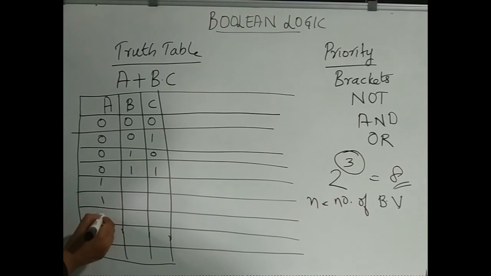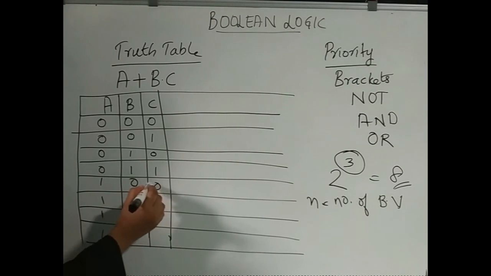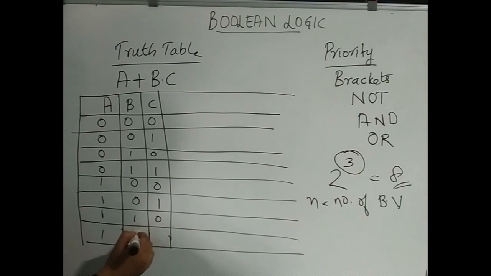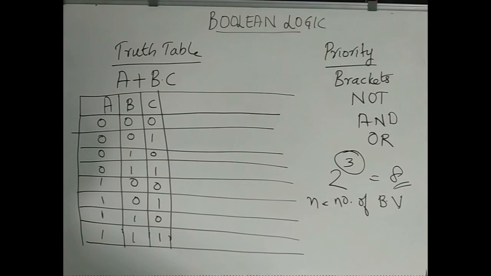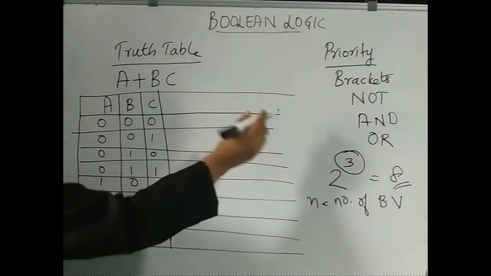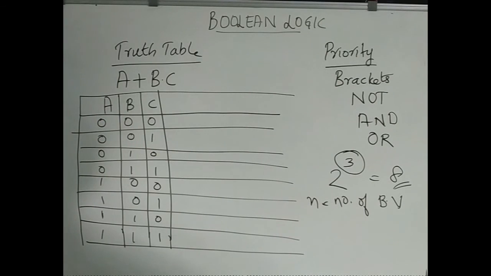Then we continue with A as 1. So 0, 0, 0, 1, 1, 0 and 1, 1. These are the different combinations of A, B and C with zeros and ones. You can check whether you have any other combination. Let us see how many rows are here: 1, 2, 3, 4, 5, 6, 7, 8.